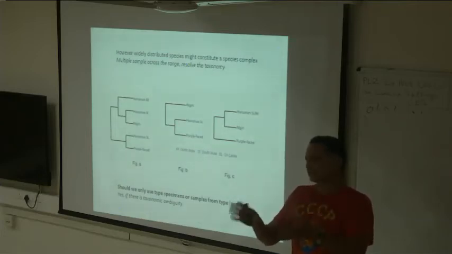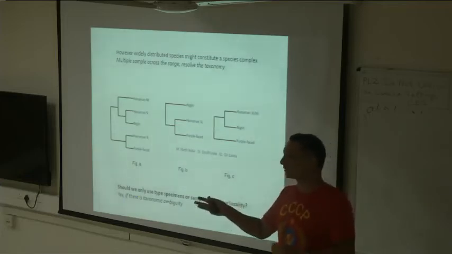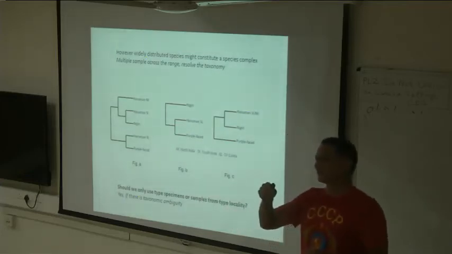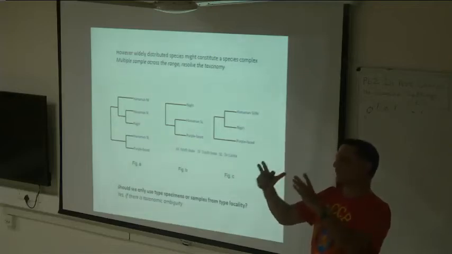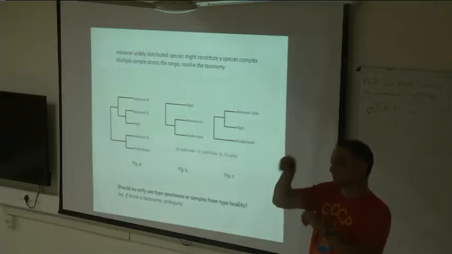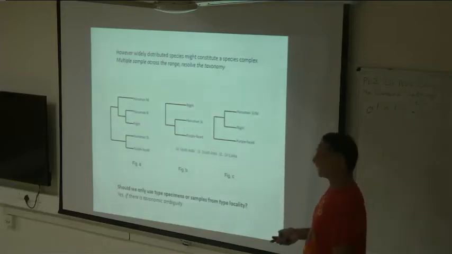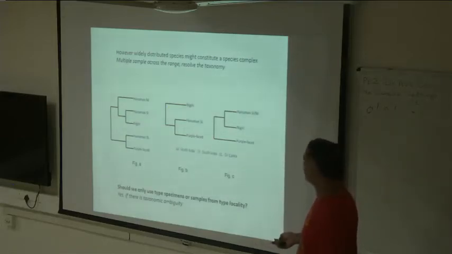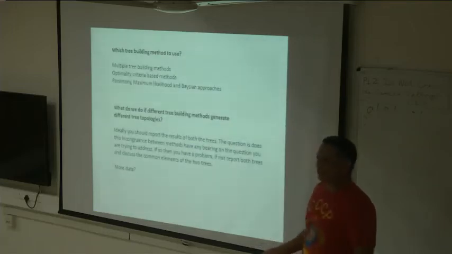I usually say at least have 5 individuals from across the range. And as Chaitanya was telling the other day, from the borders of the range and a few from the middle, right? So this is something you'll have to decide based on the group you're working on. Which tree building method to use?